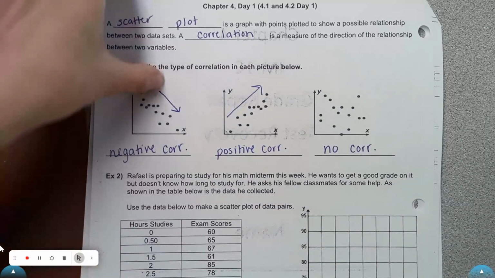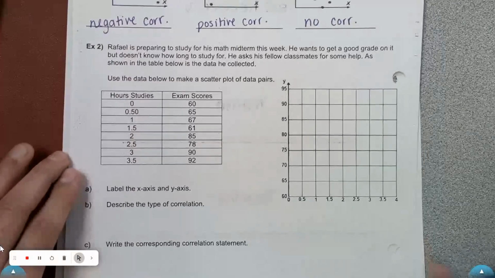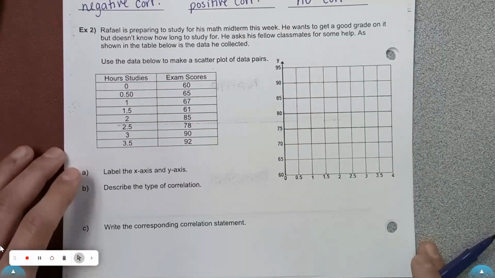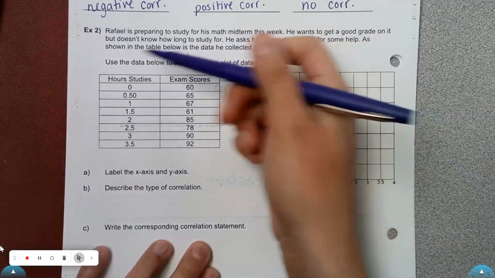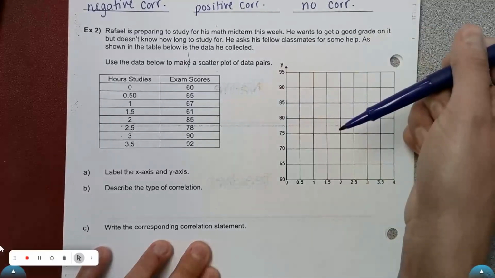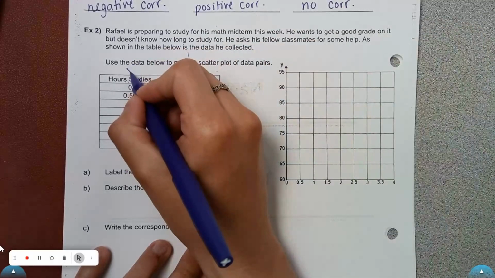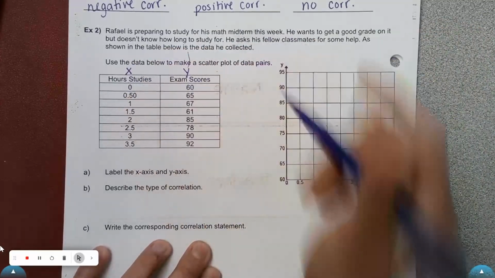All right, I'm going to look at the first example. So I'm talking about Raphael, who's preparing to study for his math midterm this week, and he wants to get a good grade on it. But he doesn't know how long to study for. He asks his fellow classmates for some help, as shown in the table below is the data he collected. Okay, so I want to make a scatter plot with the points that I have. So this is my table, these are my points, and then here's my graph. This will be the x, and this will be the y.